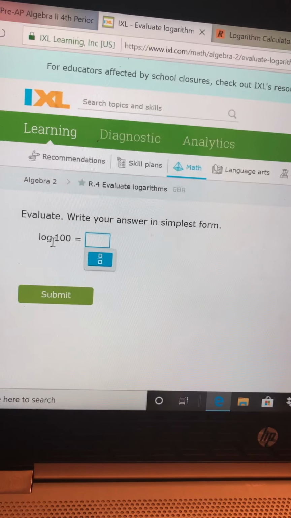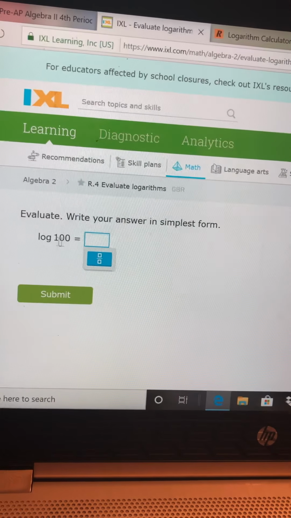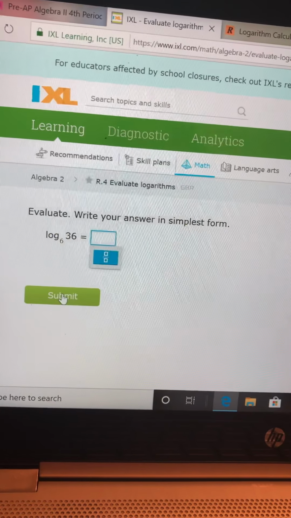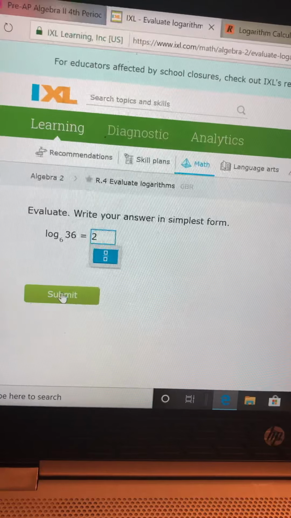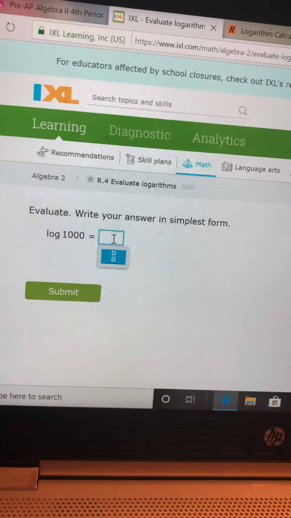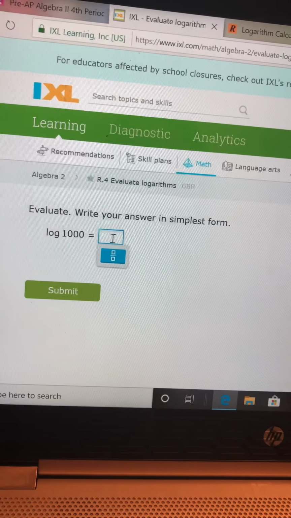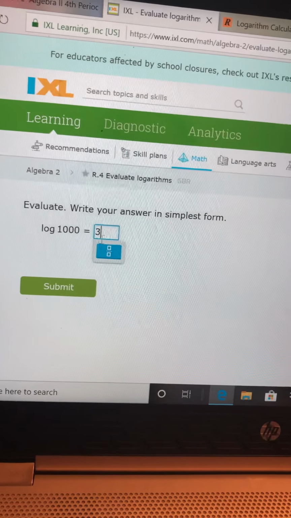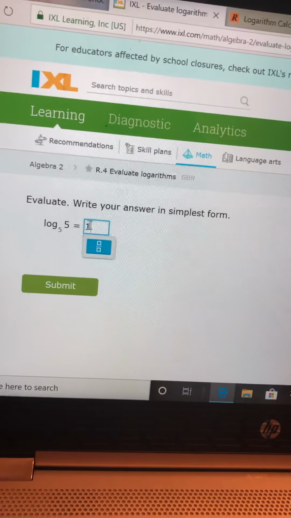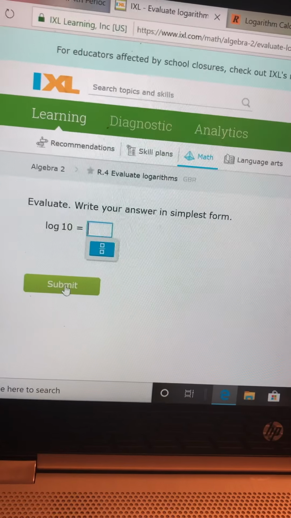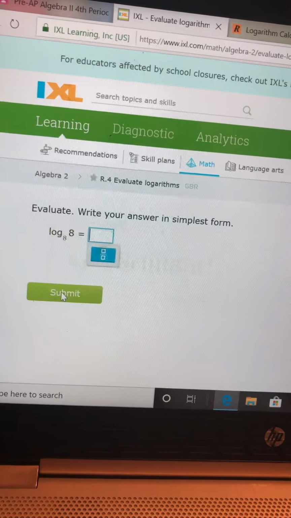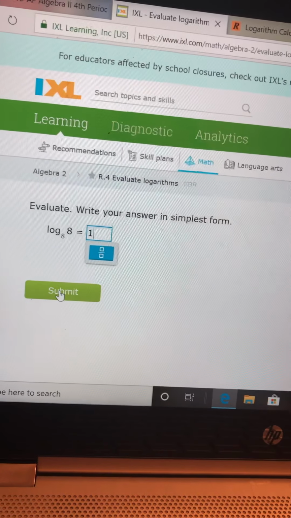Alright, this one, there's a 10 here. 10 to what power is 100? 10 squared is 100. 6 squared is 36. 10 to what power is 1,000? 10 times 10 is 100. It's to the third, right? 5 to the first power is 5. 10 to what power is 10? 10 to the first power is 10. 8 to the first power is 8.